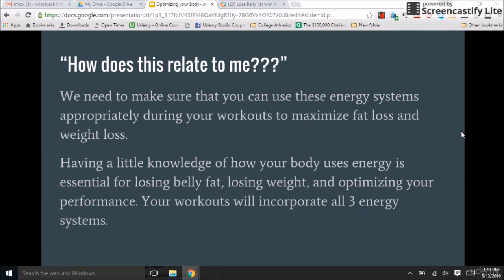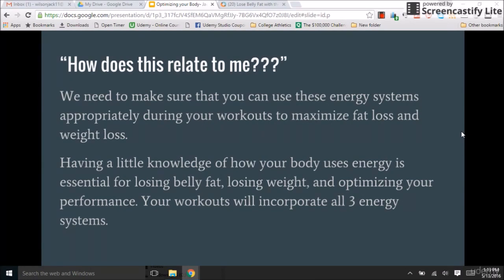So, how does this relate to you? And this is what's really important here. We need to make sure in this course and in this program that you can use these three energy systems appropriately during your workouts to maximize fat loss and weight loss so that you can achieve your optimal you. Having a little knowledge of how your body uses energy is absolutely essential for losing belly fat, losing weight, and optimizing your performance in your workouts or whatever activities you may be pursuing.